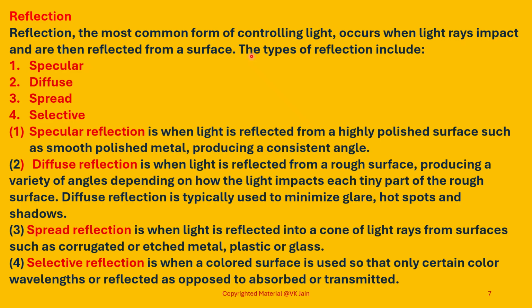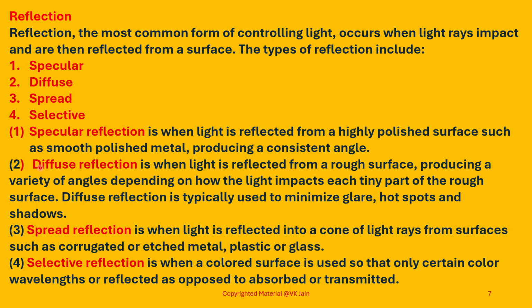The types of reflection include first, specular; second, diffuse; third, spread; fourth, selective. We'll define all these one by one. Specular reflection is when light is reflected from a highly polished surface, such as smooth polished metal, producing a consistent angle.